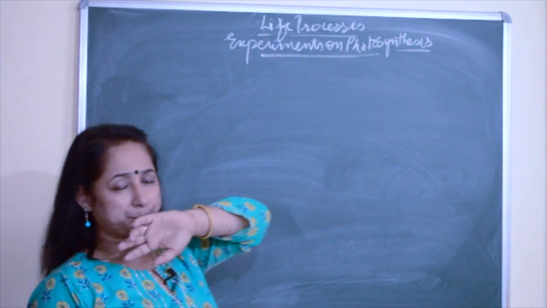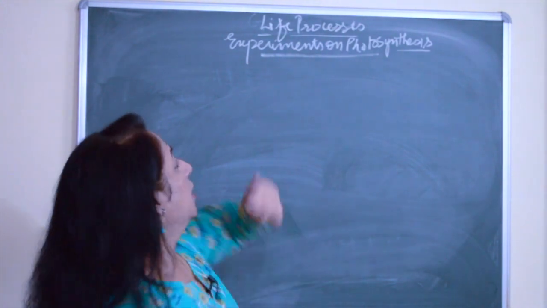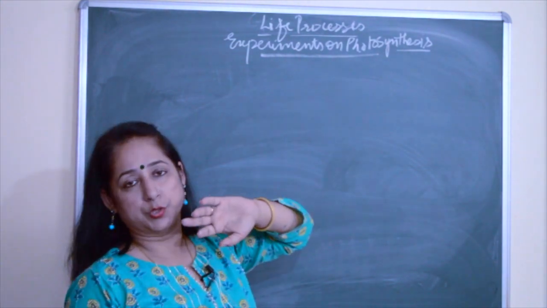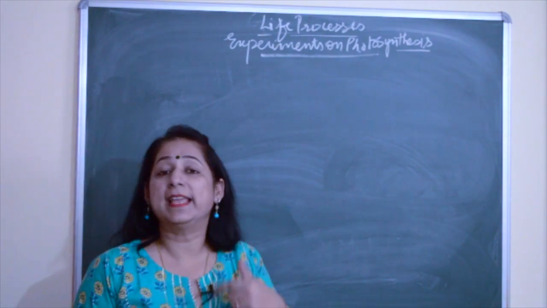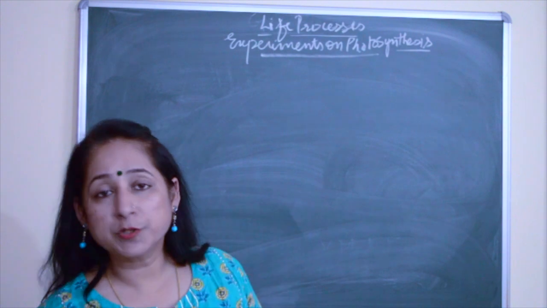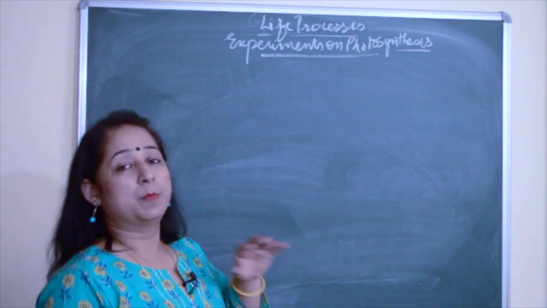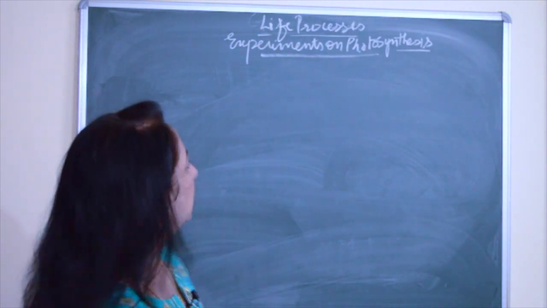One or the other experiment is there in the paper. So these are the various experiments on photosynthesis. There are 3 experiments which are given in your book, but we will be doing 4 because one they have asked you to do. So we'll be doing those 4 experiments one after the other. So please watch carefully and learn.